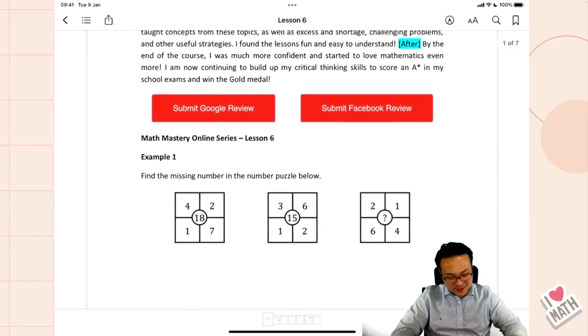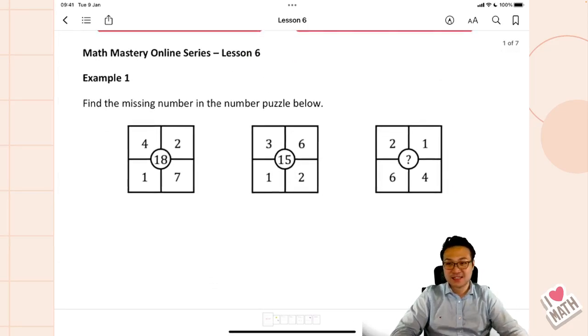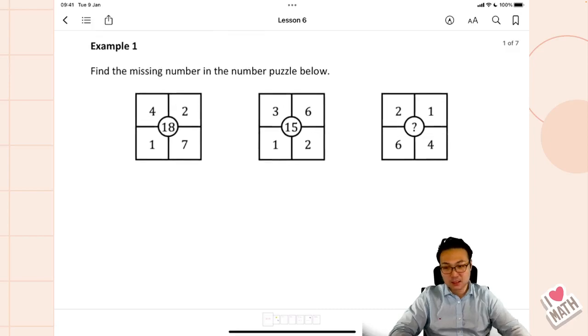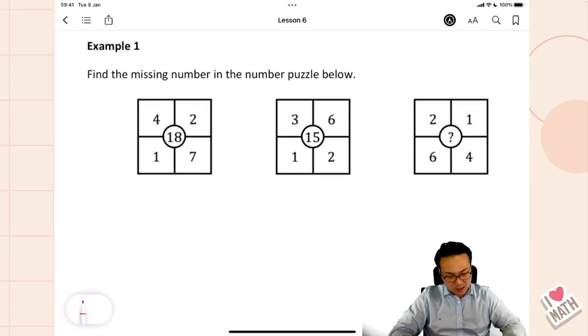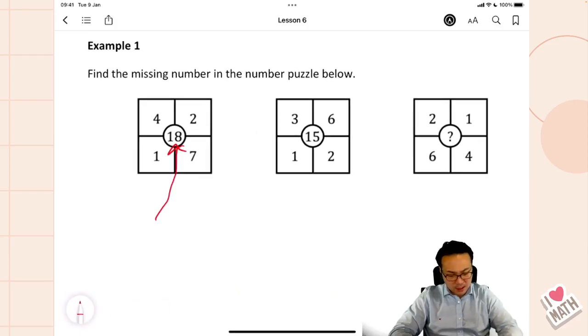Okay, let's take a look at lesson 6, example number 1. So, how many of you managed to spot the pattern? This is a pattern spotting question, and as you know, what are the critical skills required in mathematics? Pattern spotting, logical reasoning, visualization. These are the 3 skills that you need to do well in mathematics. Over here, we are being tested on pattern spotting skills. Now, if you observe the puzzle, how do you get the number in the middle? How are you going to make use of all the other numbers to get the number in the middle?